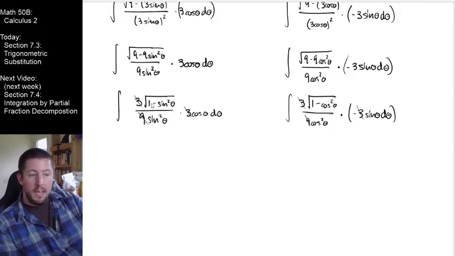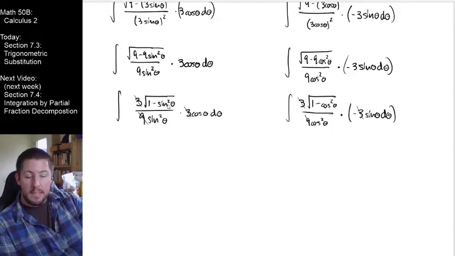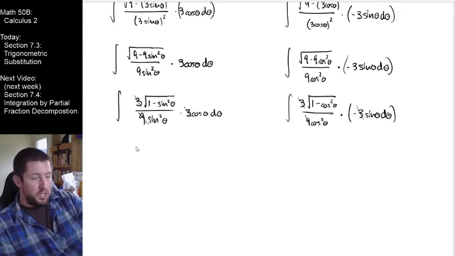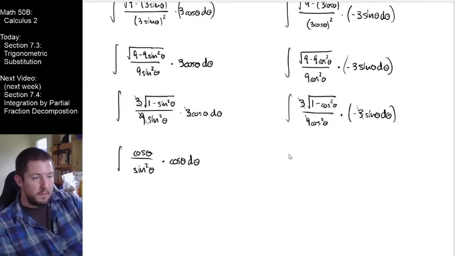The nice thing I'm seeing is we are getting things like 1 minus sine squared is cosine squared. The square root of cosine squared is just cosine. So it looks like my numerator now is just cosine theta over sine squared theta times cosine theta d theta.